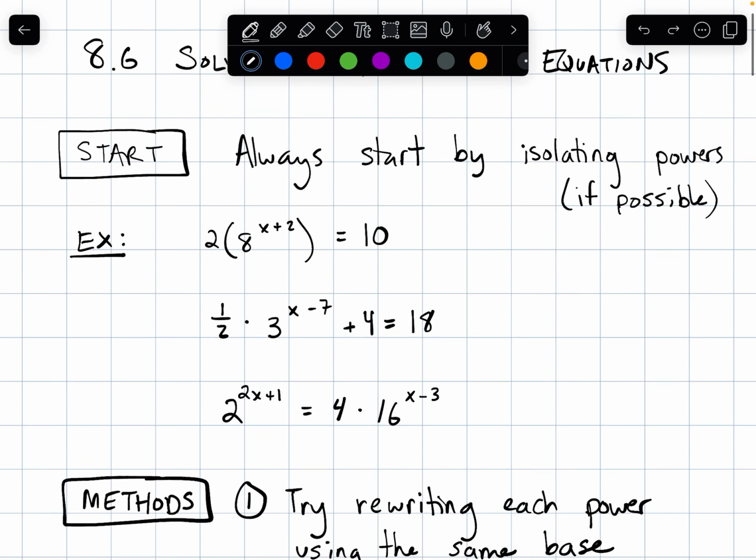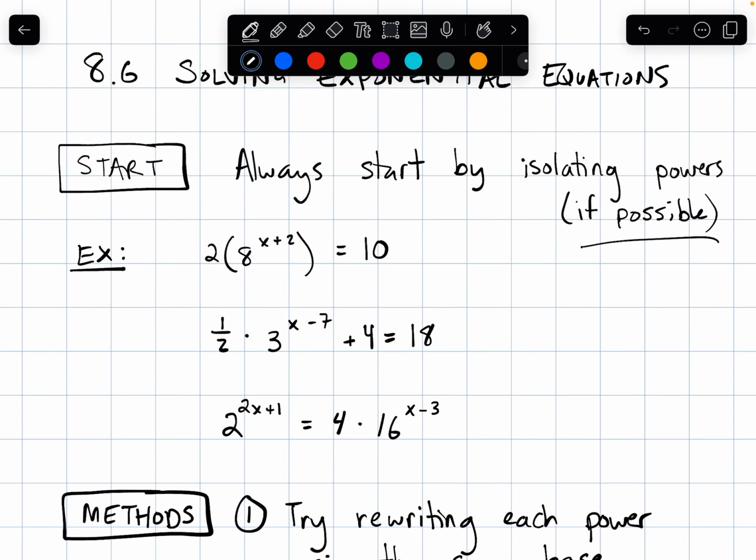I always want to start by isolating the powers if possible. So remember, the power is like b to the x power. We have a base, we have an exponent. So if I look at this first example here, I can see that my power is not isolated on the left side. There's still a 2 over here. And I cannot multiply the 2 and the 8 together because that would be breaking order of operations, right?